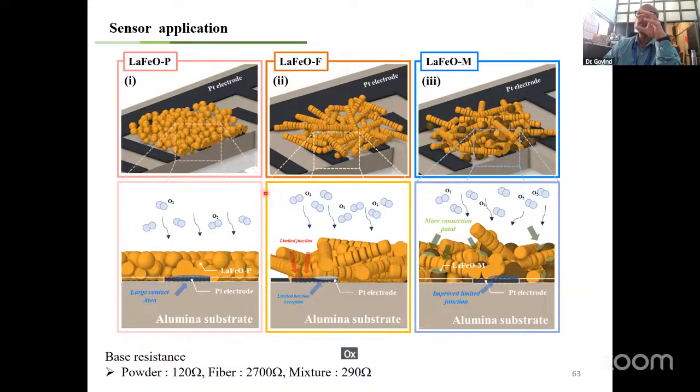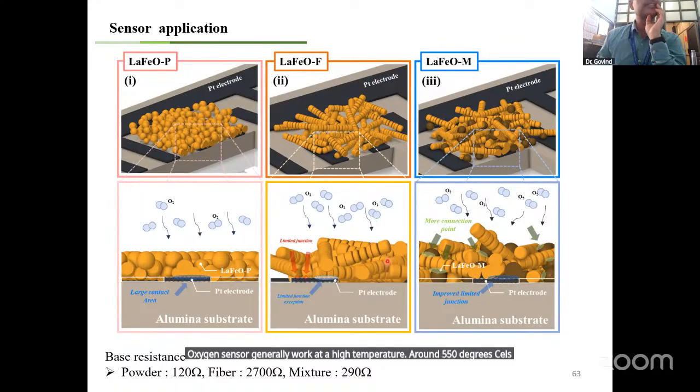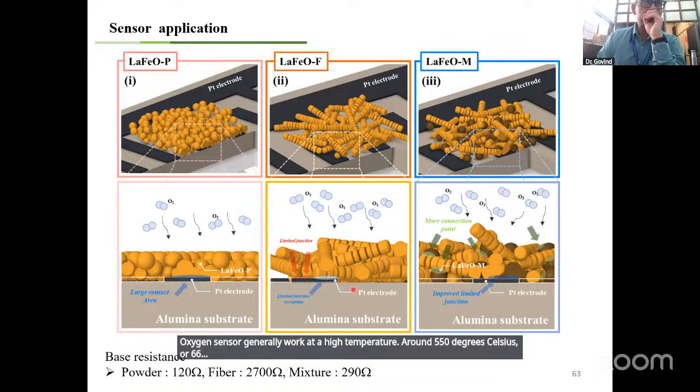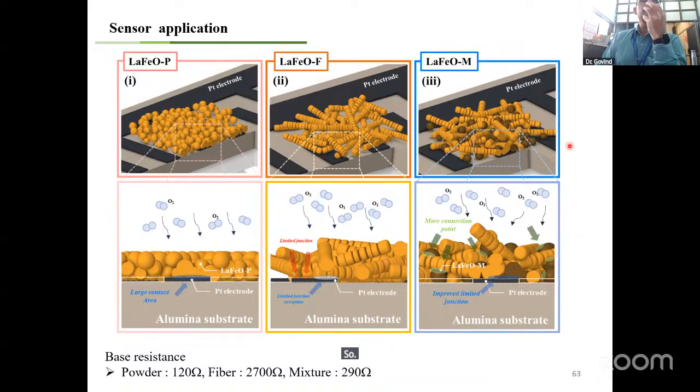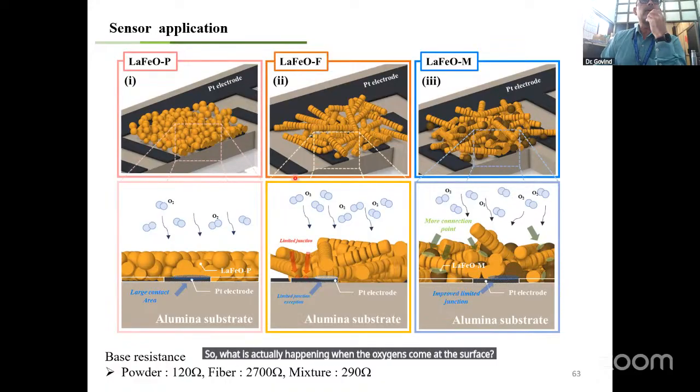oxygen sensor, it generally works at a high temperature, around 550 degrees Celsius or 600 degrees Celsius. So what is actually happening when the oxygen comes to the surface of that particular sensor? We consider three cases, and what we observe during the gas sensing measurement is that this mixed sample shows more sensitivity.